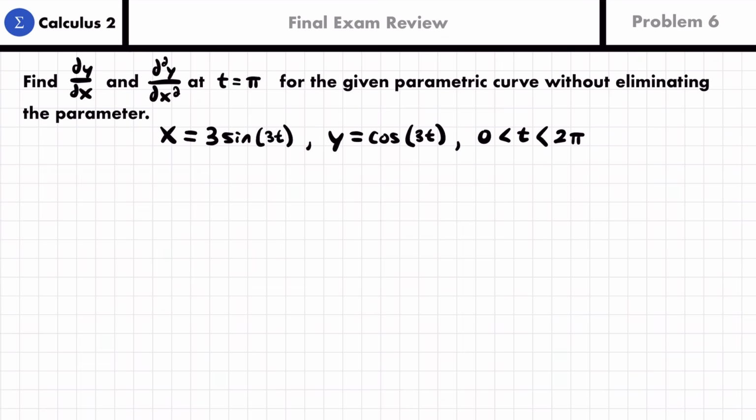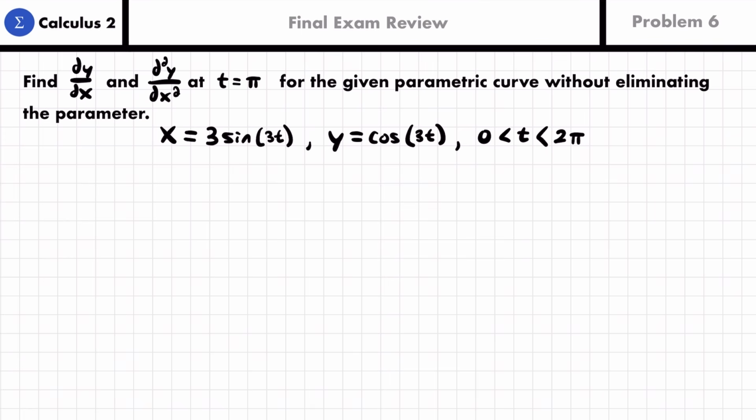And for problem 6, we want to find dy dx and d squared y divided by dx squared at t equals pi for the given parametric curve without eliminating the parameter. And we have x equals 3 times sine of 3t and y equals cosine of 3t, where t is between 0 and 2 pi. Okay, so these two equations right here that we've been given are the parametric equations that represent a particular parametric curve.